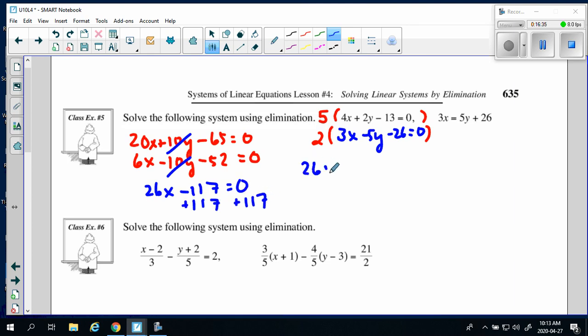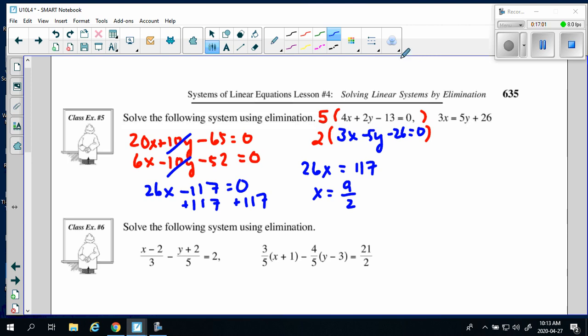So 26x equals 117. And we're going to have x is equal to 4.5 or 9/2. And then you can go ahead and solve for y, which I'm not going to do right here.